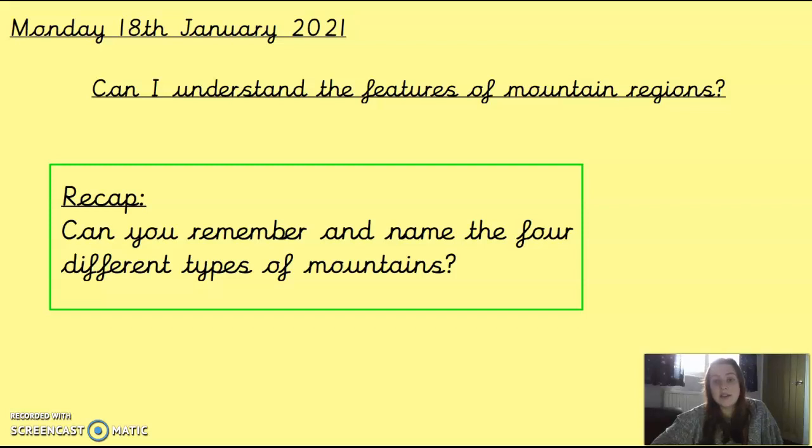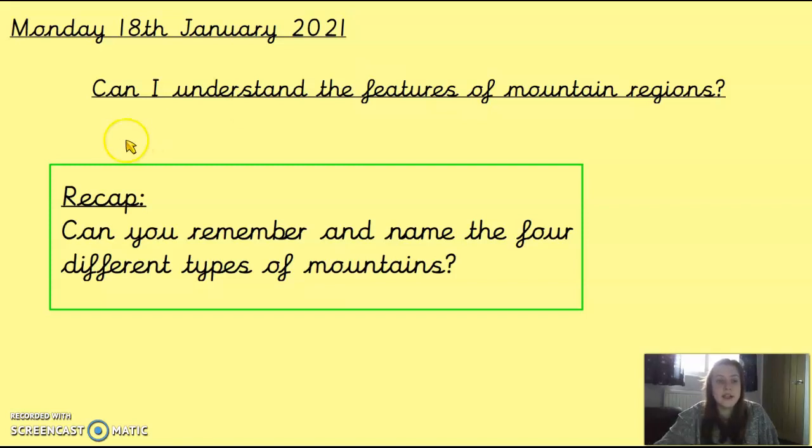So today and on Wednesday we are going to be following on from our geography from last week, and we are going to carry on looking at mountains. Today we're going to do something a little bit different, and we're going to look at features of mountains. So how mountains in different places differ, what the climate's like and things like that.